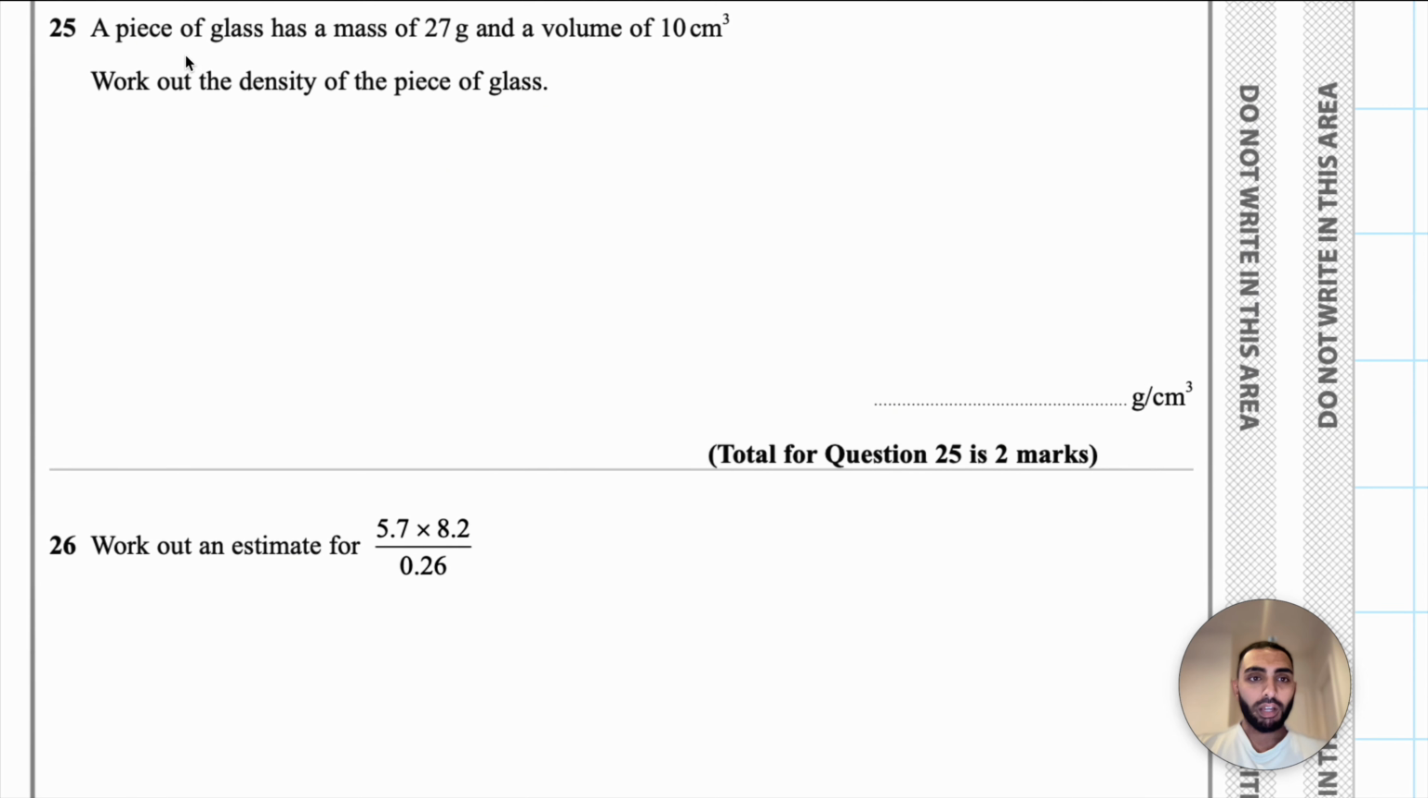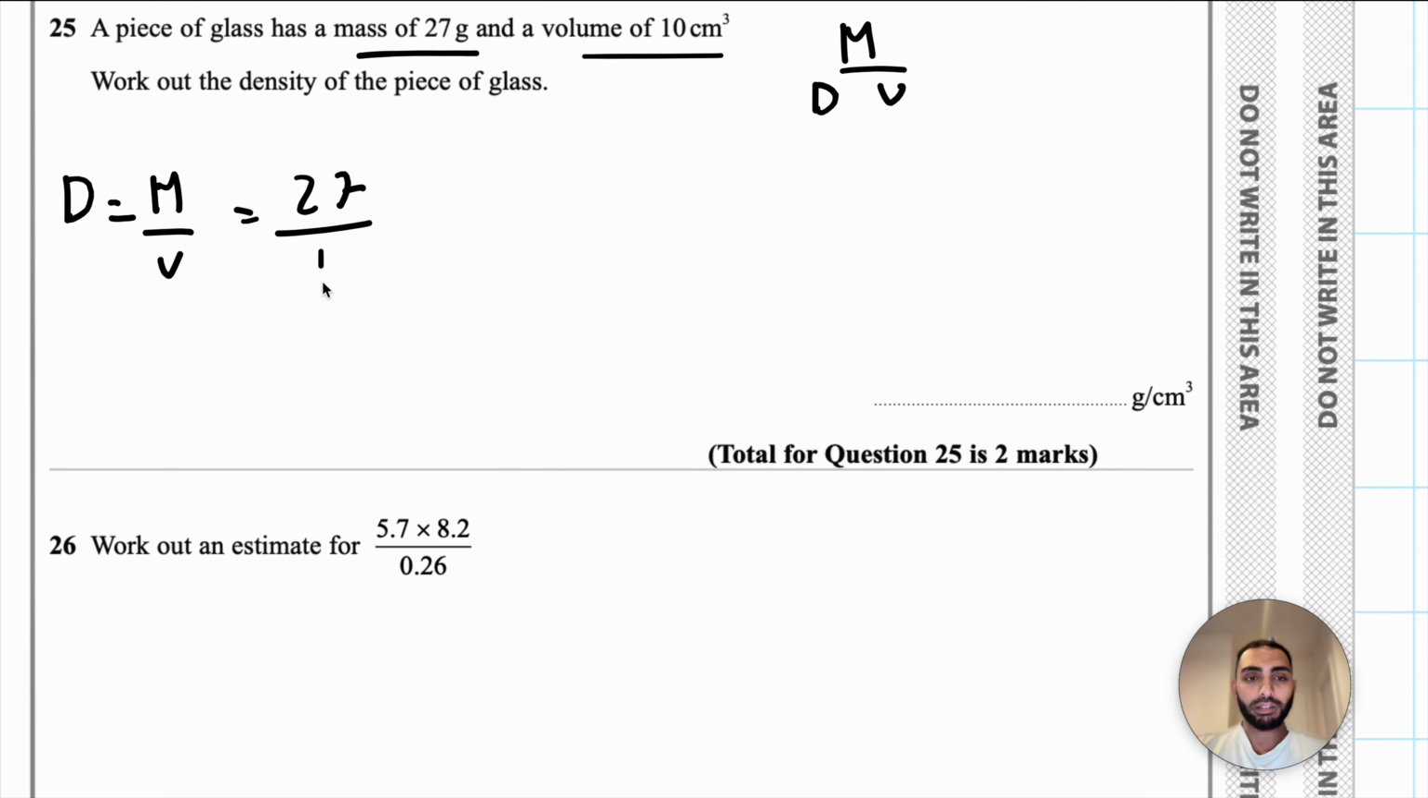Question 25. A piece of glass has a mass of 27 grams and a volume of 10 centimeters cubed. Work out the density of the piece of glass. The formula that we're using here for density is mass, density, and volume. That's a formula triangle. So density is equal to the mass divided by the volume. The mass here is 27 and the volume is 10. So I just need to do 27 divided by 10. I'm moving the decimal point one place back, so it's going to be 2.7.